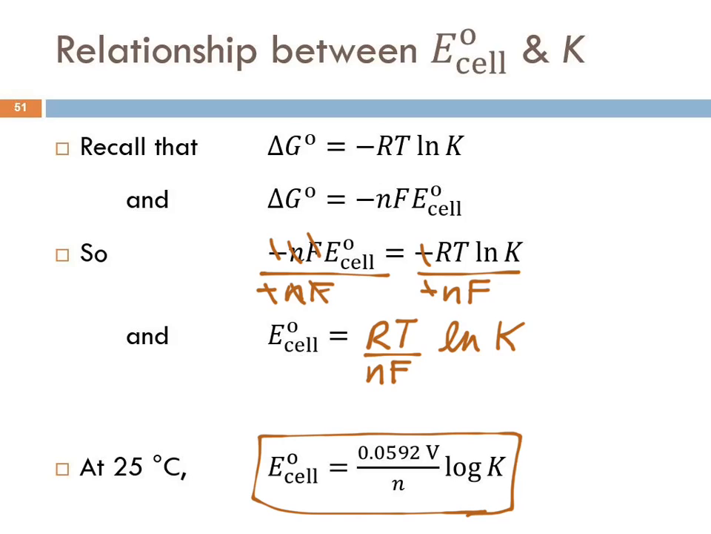The standard cell potential is equal to 0.0592 volts divided by the number of moles of electrons times the base 10 log of the equilibrium constant. Those would be the words.